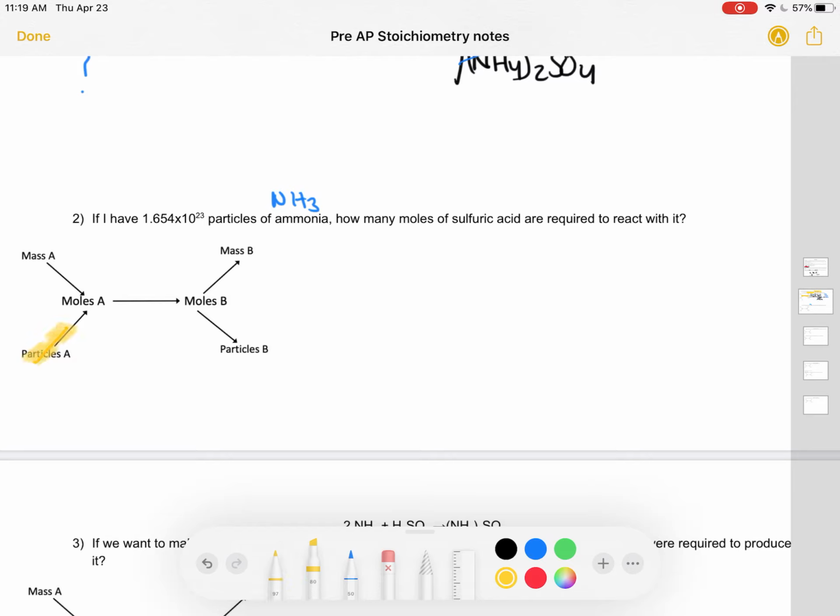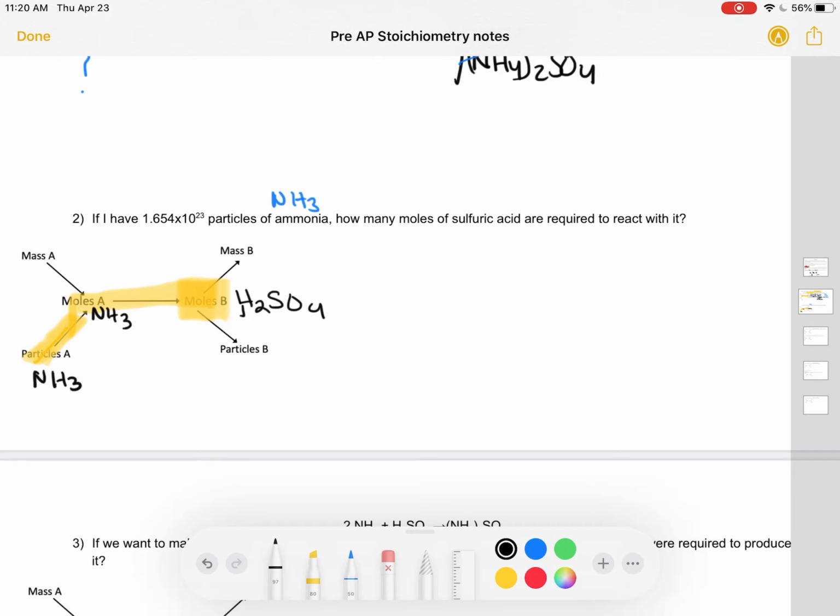Particles of substance A. Okay, and where we want to end up is right here, moles of substance B, moles of sulfuric acid. Okay, so we need to go from particles of ammonia, particles of NH3, to moles of NH3, to moles of H2SO4. Okay, so this adds another step. So let me just do my whole path. But that's okay, we're pretty good about doing our little T-chart, so fun.